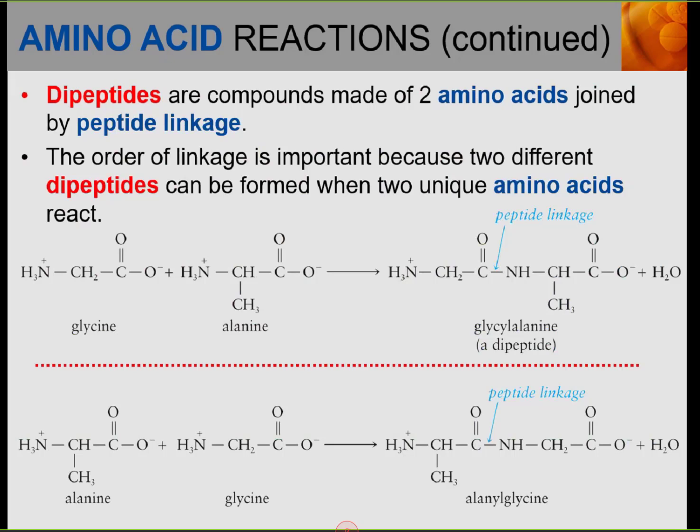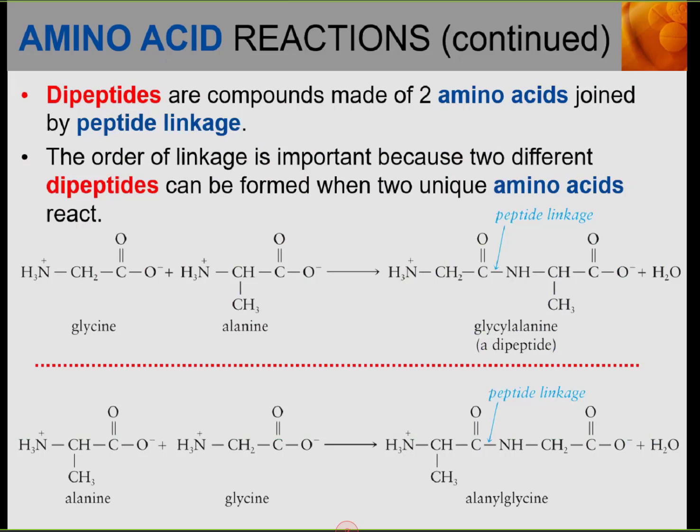And so when it's the carboxylic group of glycine and the amino group of alanine, then you make one kind of dipeptide that we're going to call glycoalanine. But down below on the screen, if it's the carboxylic group of alanine that reacts rather than the carboxylic group of glycine, and the amino group of glycine rather than the amino group of alanine as up above, you also make a dipeptide, but it is a different dipeptide.